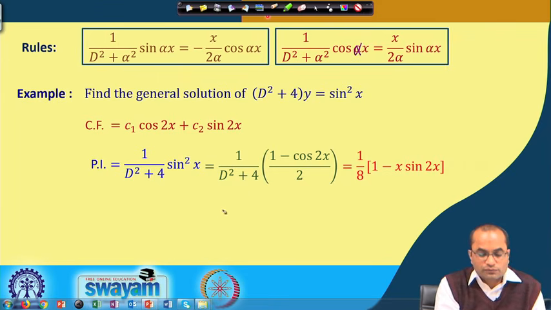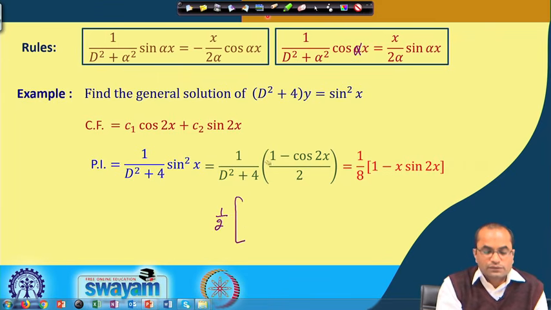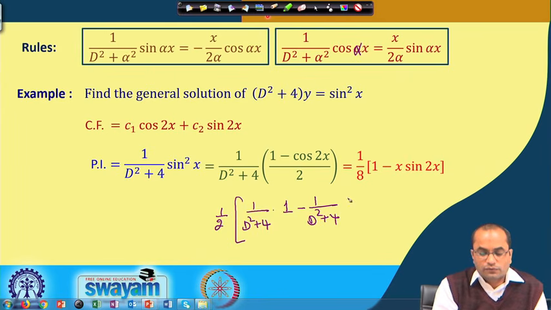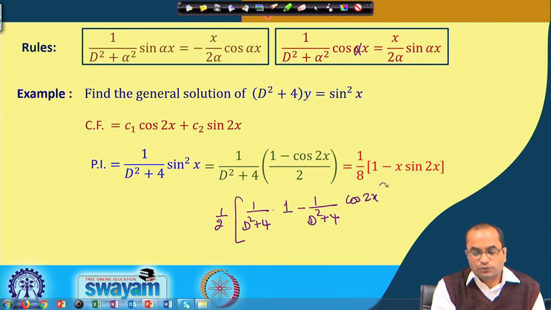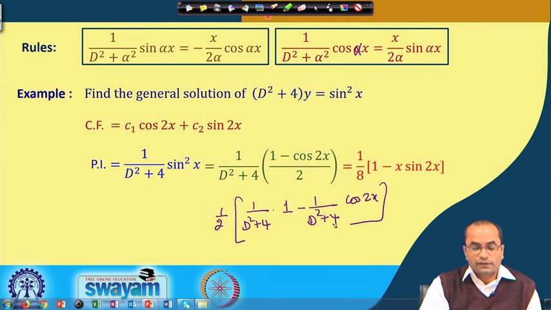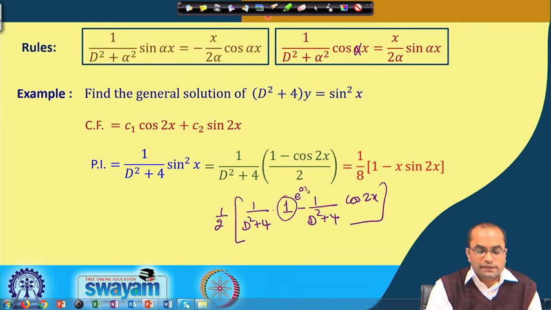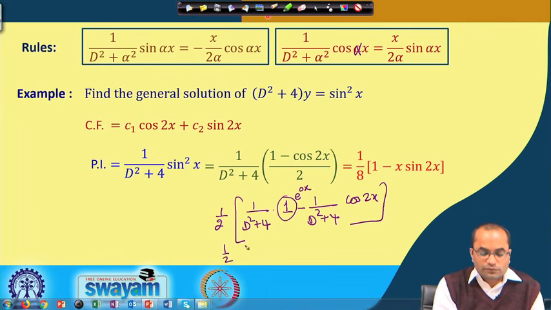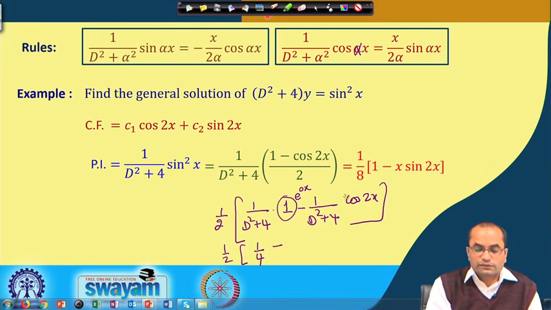So, 1 by 2 we can take out, and we have 1 over d square plus 4 operated on 1, minus 1 over d square plus 4 operated on cos 2x. And then for this 1, using the trick we used yesterday, we can take it as e power 0 x. So, this d will be replaced by 0. So, we will get 1 by 4 first, and then here the cos 2x.